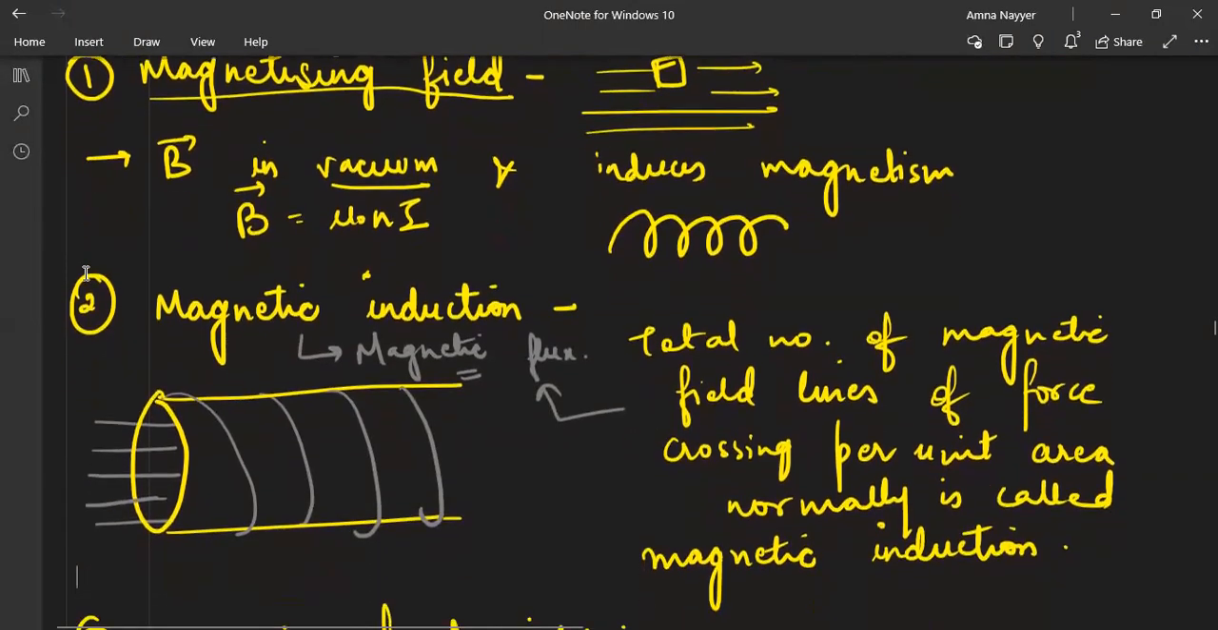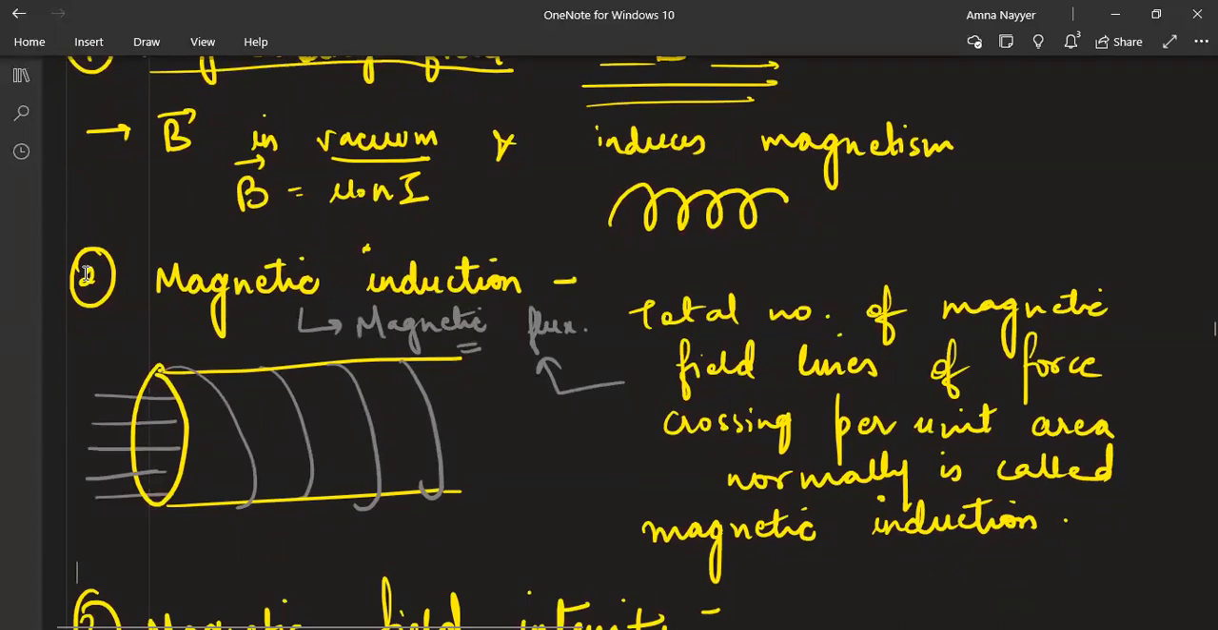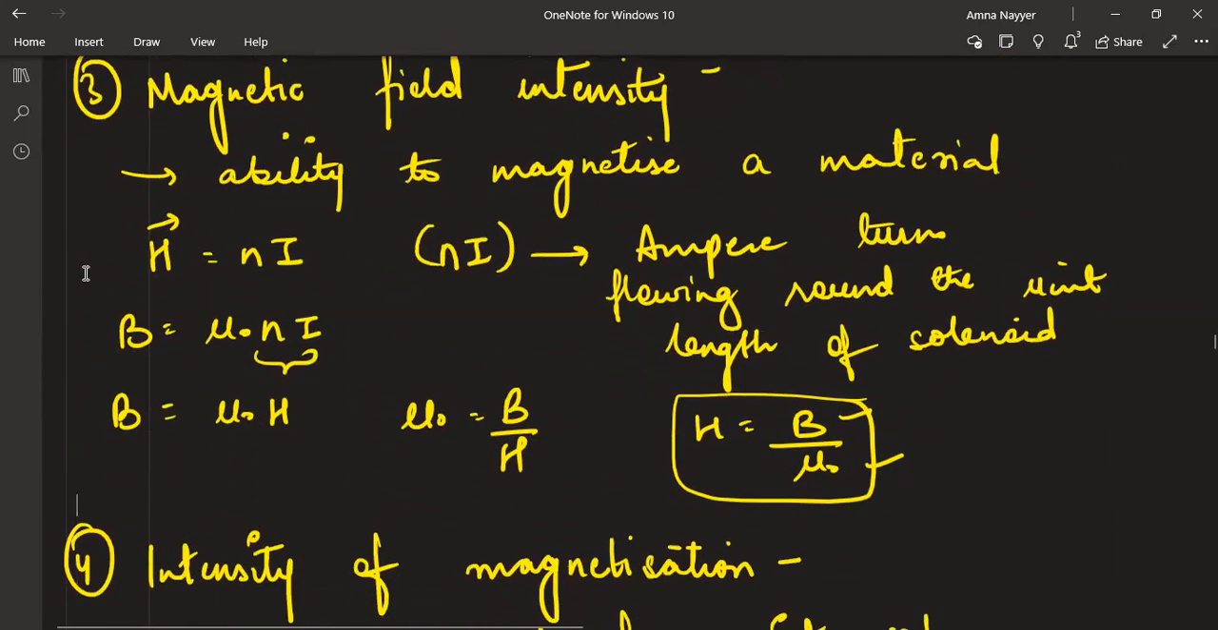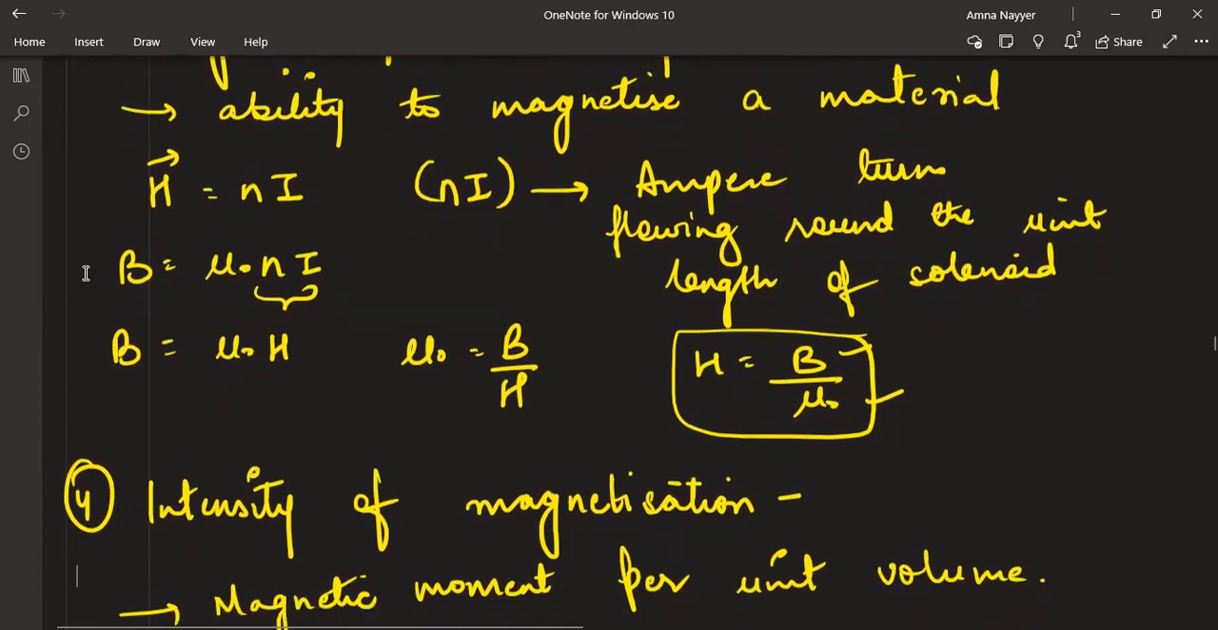Then magnetic induction we discussed. In magnetic induction, the total number of magnetic field lines of force crossing per unit area normally is called magnetic induction. Total number of field lines which are crossing a cross-sectional area. Then you have magnetic field intensity. Same thing, it's like you are dividing magnetic field by magnetic field intensity.